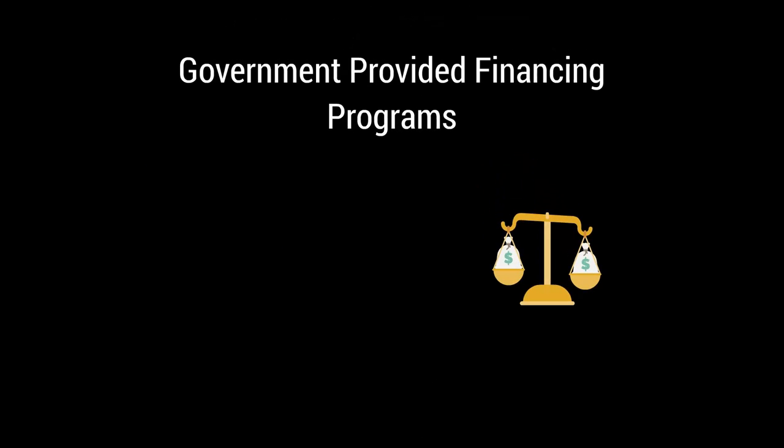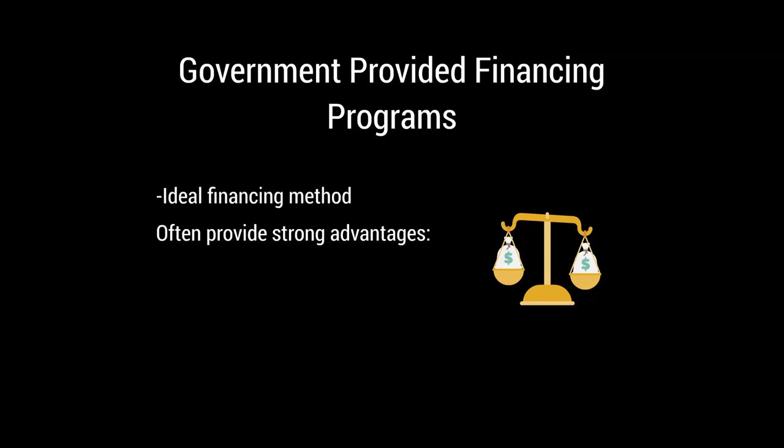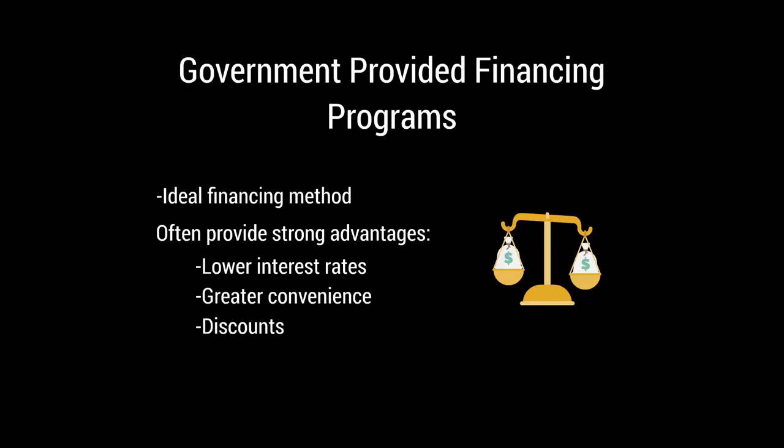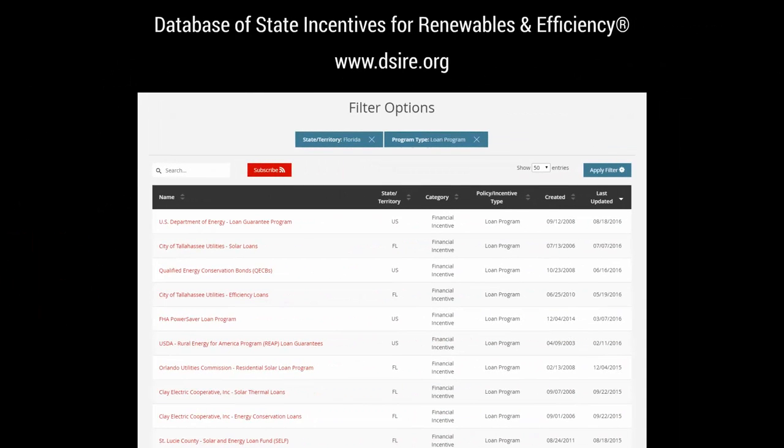First, government solar financing programs. These programs are the preferred method of financing as they typically offer some substantial advantages over other options, like lower interest rates, greater convenience, and discounts. If you want to find programs like these in the U.S., one of the best resources is DSIRE.org, which stands for Database of State Incentives for Renewables and Efficiency. Not only will the site help you find financing options that are cheaper and more flexible, you can also find grant and rebate programs available to your customers. Familiarize yourself with what options are there, and you can ensure your customers will get the best deal possible.